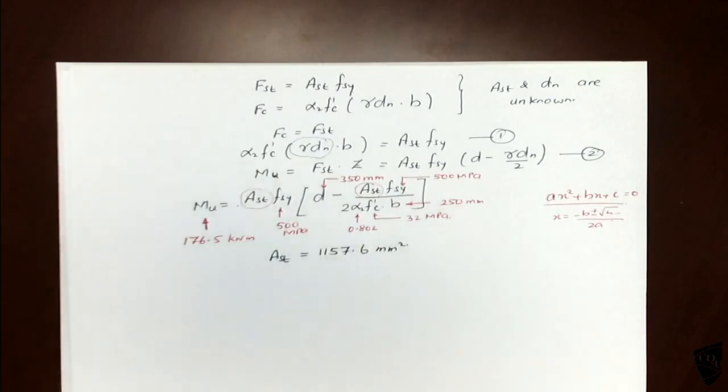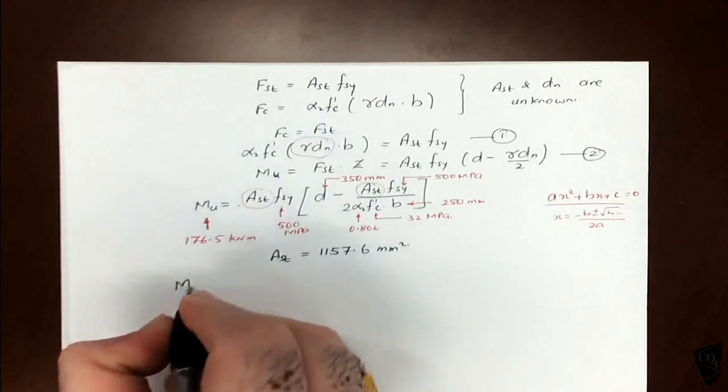So now we have 1157 or 1158 millimeter squared. So I need this much steel. But there is one more thing I need to make sure of, because there is a minimum steel requirement.